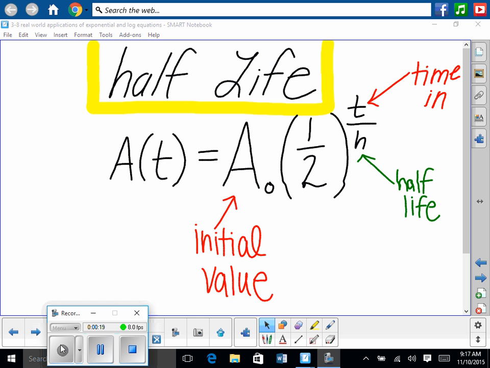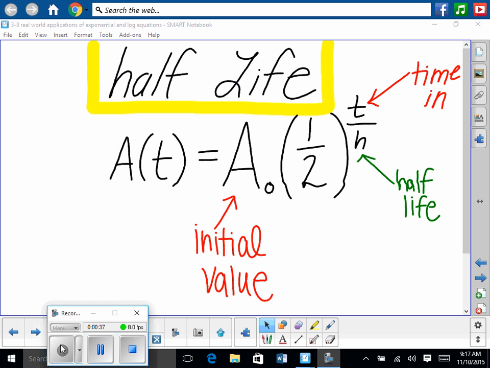So a sub-zero, which is our initial value, times 1/2, which makes sense, guys. Half-life, 1/2, raised to the t divided by h. So the t and the h are up in the exponent. It's t divided by h, where t is the time in, and h is what the half-life is equal to.